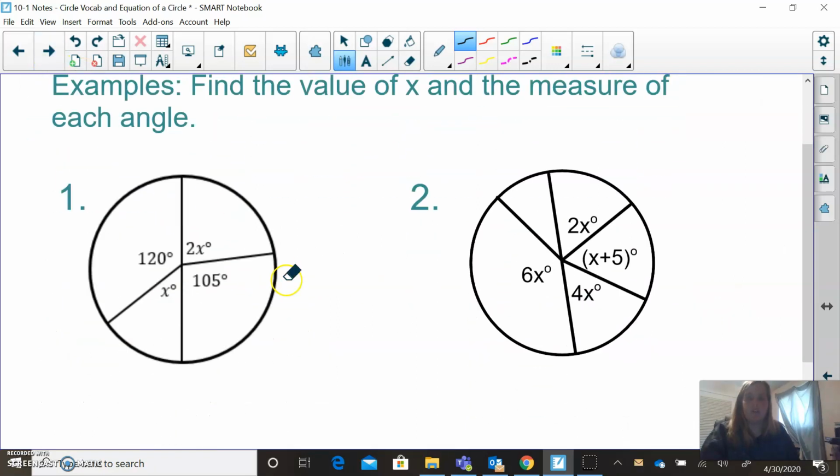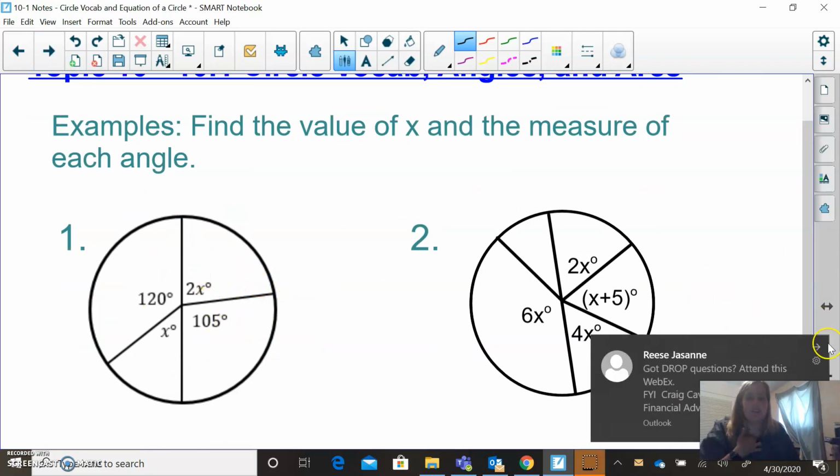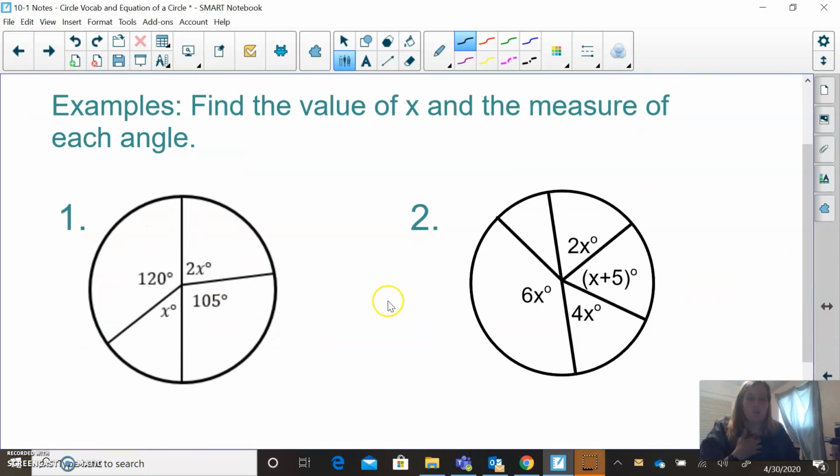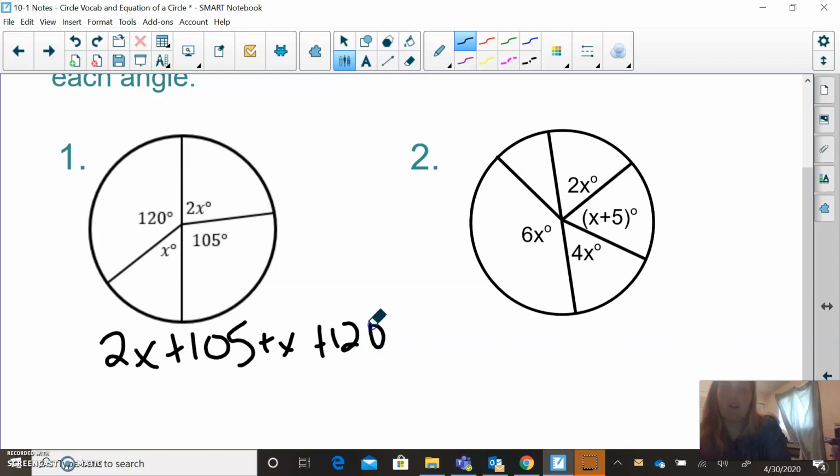So let's try some problems, okay? Like I said, they all add up to 360 degrees. So we're going to add all of these together and set it equal to 360. So 2x plus x plus 120, or actually, let's go back. 2x plus 105 plus x plus 120 is equal to 360.